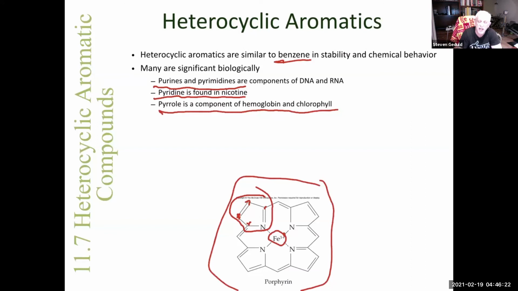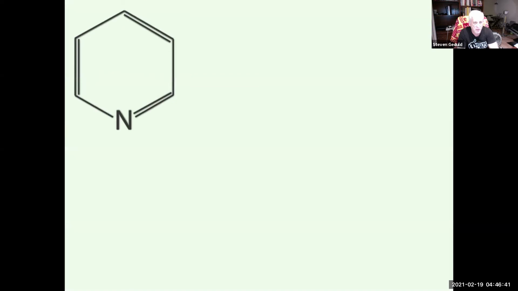Okay, so a heterocyclic aromatic is when, in a conjugated bonding system like we saw in benzene, one of the carbons gets replaced by a different element. Nitrogen, oxygen, sulfur are the 3 typical ones. That's what heterocyclic aromatics mean. So here's a 6-unit ring where one of the carbons has been replaced by nitrogen. This is pyridine.